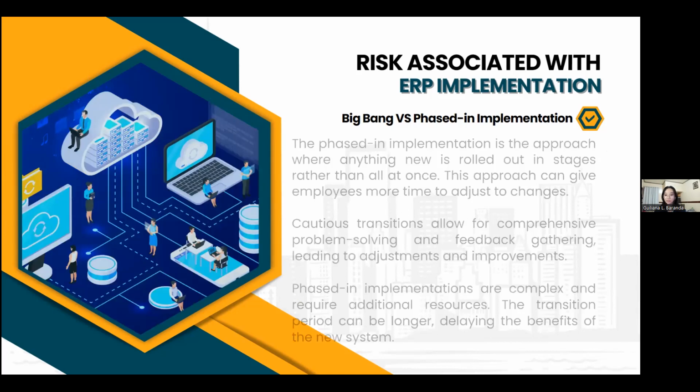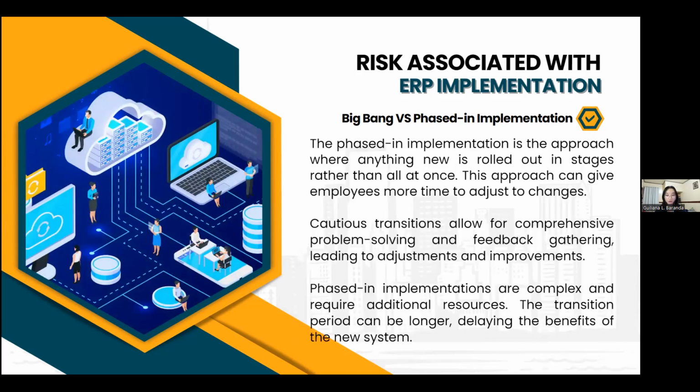The phase-in implementation is the approach where anything new is rolled out in stages rather than all at once. This approach can give employees more time to adjust to changes. Cautious transitions allow for comprehensive problem solving and feedback gathering, leading to adjustments and improvements. Phase-in implementations are complex and require additional resources. The transition period can be longer, delaying the benefits of the new system. So in conclusion, whether Big Bang or phased-in, it still depends on the context, risk, organization capacity, and the stakeholder preferences. Next slide.